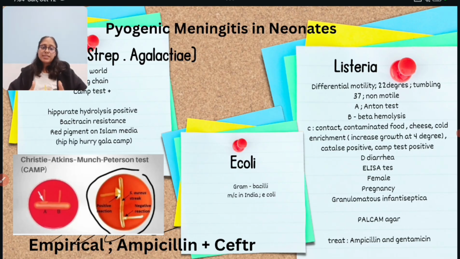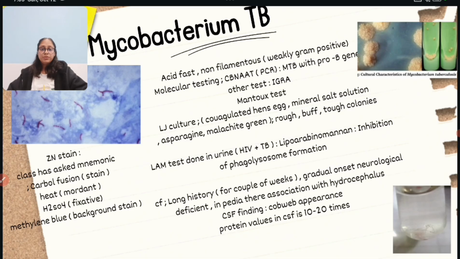Usually in pregnancy, if the pregnant female is infected, then the infant can have infection. I also got a question on PALCAM agar: PALCAM agar is positive for Listeria. The treatment for this is ampicillin and gentamicin. You can remember like A, B, C, D and then go to G, so letters A and G are your treatment, ampicillin and gentamicin. For all of these, the empirical treatment is ampicillin and ceftriaxone. But like I told you, after we get to know which organism is causing it, we directly give the treatment to the child.